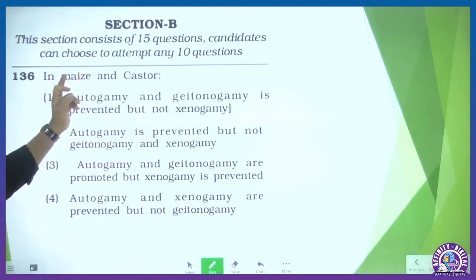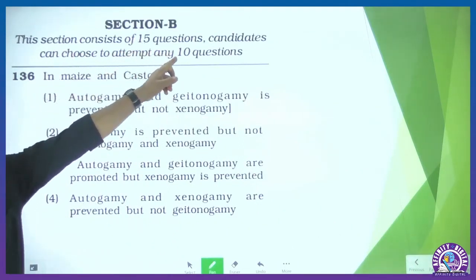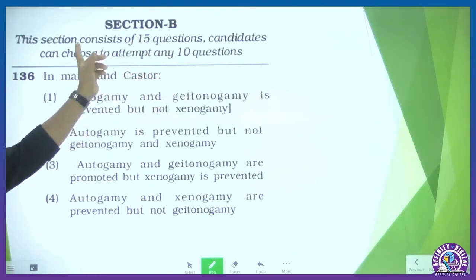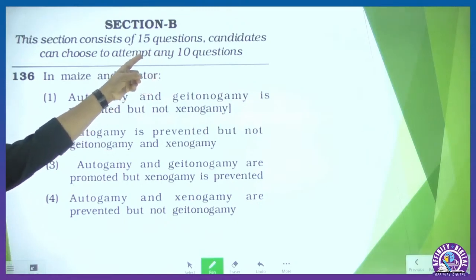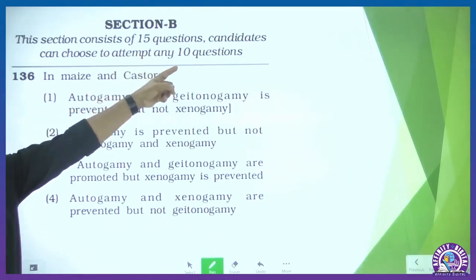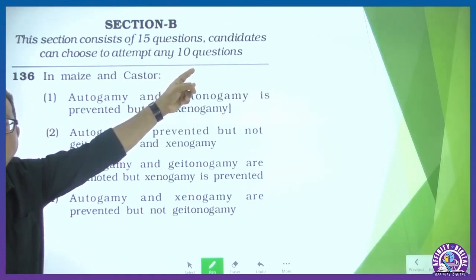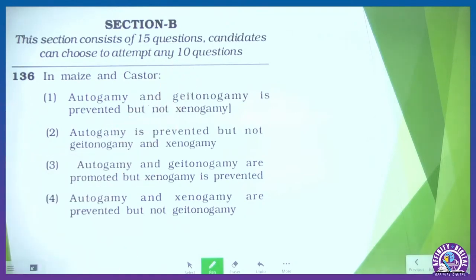Next question. The Section B questions will be a bit analytical, a bit long, lengthy type of questions. Okay. So be careful about this question. Out of these 15 questions, how many questions do you have to attempt? Only 10 out of them. So be careful while selecting these 10 questions. Be careful, children.